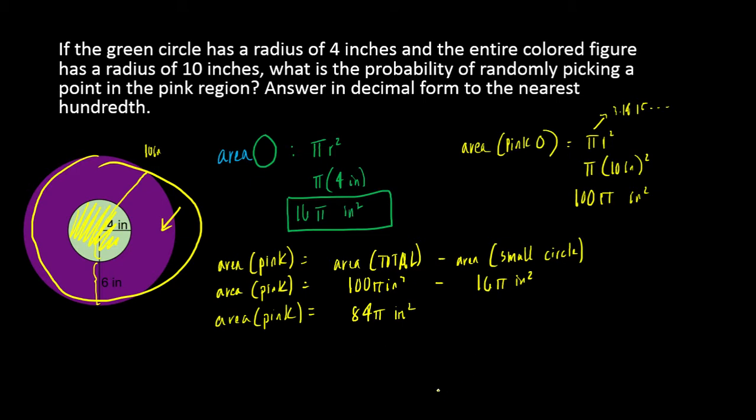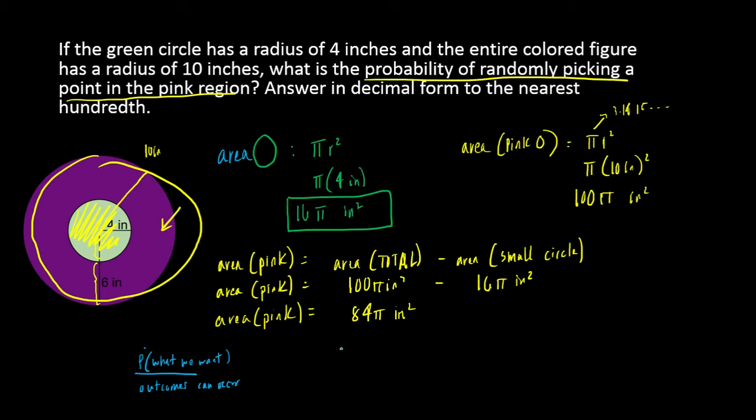That's great, but I haven't figured out a probability yet, right? I wanted to know the probability of randomly picking a point in the pink region. So now I know the area of the pink region, and what's theoretical probability? Remember, theoretical probability is, what's the best way to phrase this? So we'll call it the probability of what we want over the outcomes that can occur.